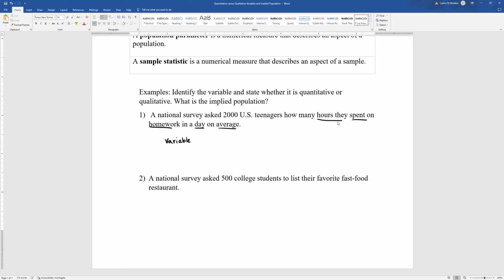is going to be the number of hours spent on homework in a day on average.